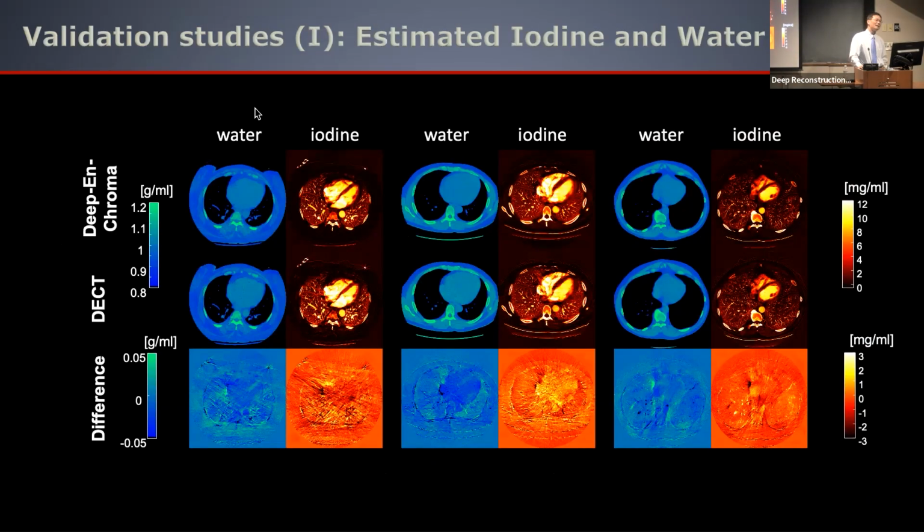All right, now let's talk about validation studies. We start with the hardware-based dual energy CT that indeed provides two material basis images, including the iodine image. Then we take the dual energy CT data, the high energy data set, just one sinogram, and send it into our trained Deep-En-Chroma to generate water and iodine basis images, and evaluate the difference between the Deep-En-Chroma generated water and iodine basis images versus the dual energy CT results, for different patients.